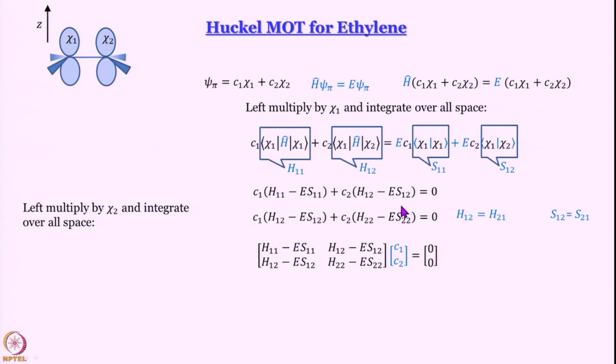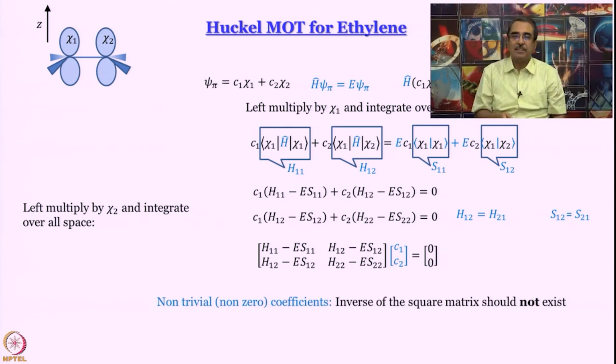Now see, how do I solve this equation? One solution is that C1 is equal to 0 and C2 equal to 0, but if that is the case then there is no mixing, yeah, there is no wave function because psi pi is going to be 0 into chi1 plus 0 into chi2. So, there is no wave function, that is a trivial solution. How can we hope to get a non-trivial solution, a non-zero value of C1 and C2? Well, this can exist if this matrix cannot be inverted. The square matrix here, if it is such that it cannot be inverted, that is the only hope of getting non-zero solutions for C1 and C2.